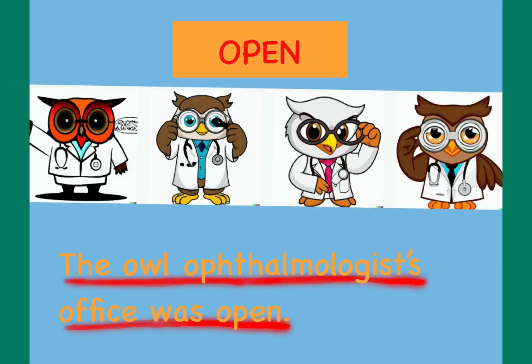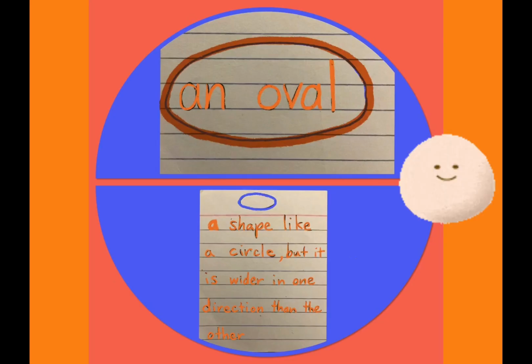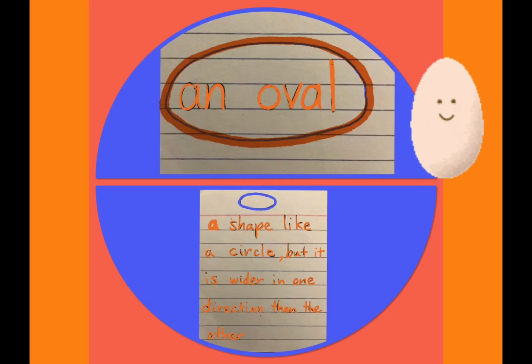The owl ophthalmologist's office was open. An oval is a shape like a circle, but it is wider in one direction than the other. An egg is shaped like an oval.